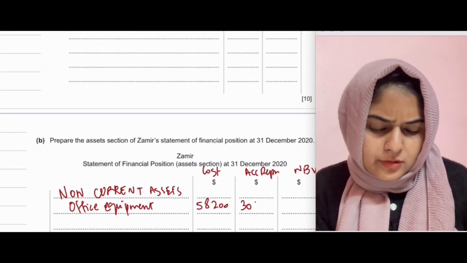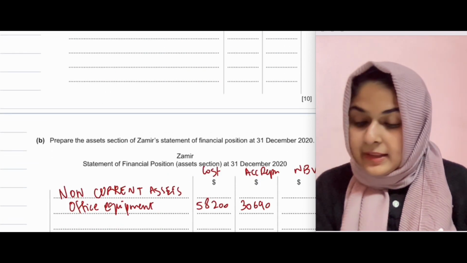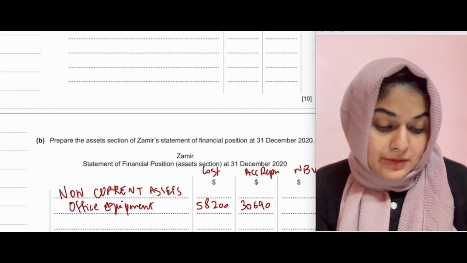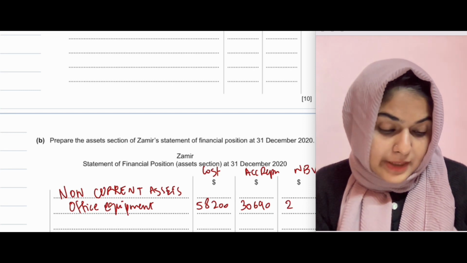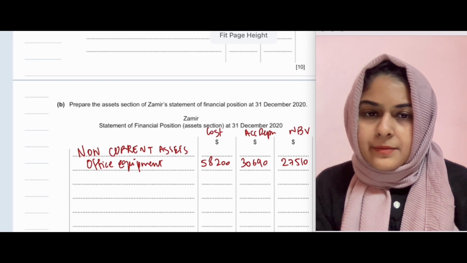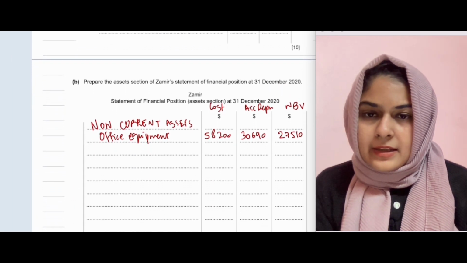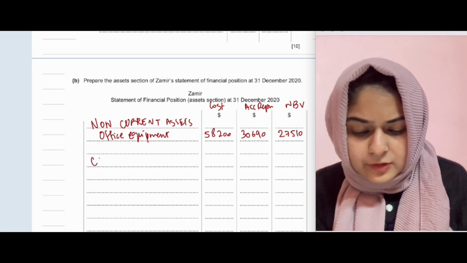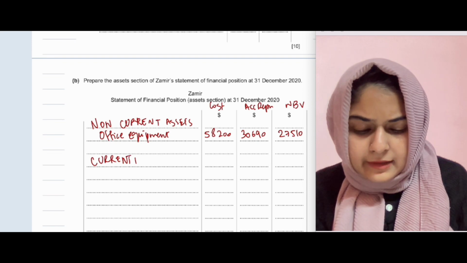सो राइट 30,690 एंड देन cost minus accumulated depreciation will give me 27,510. That is the net book value. Yes, so then we just have to make the asset section. So non-current assets and current assets.